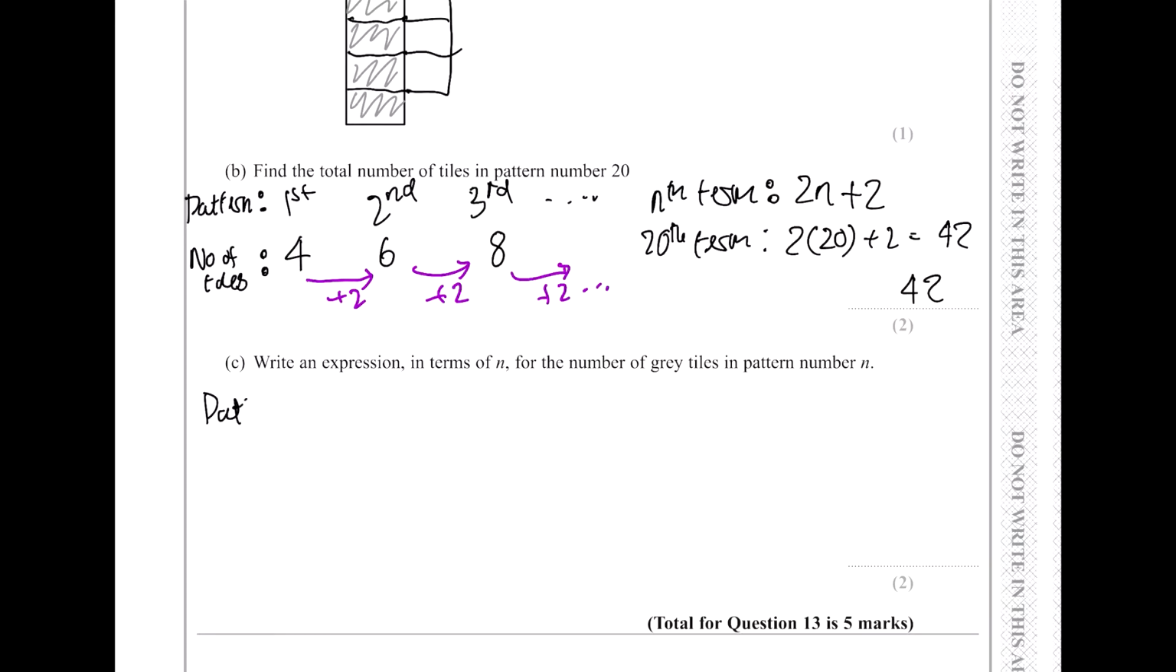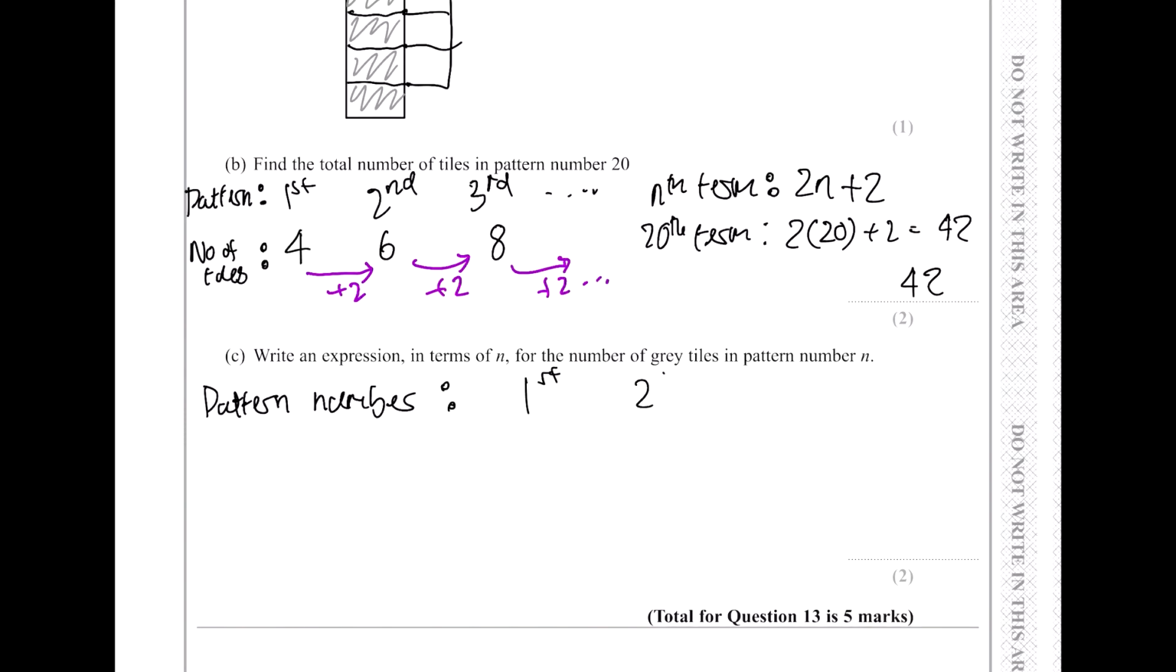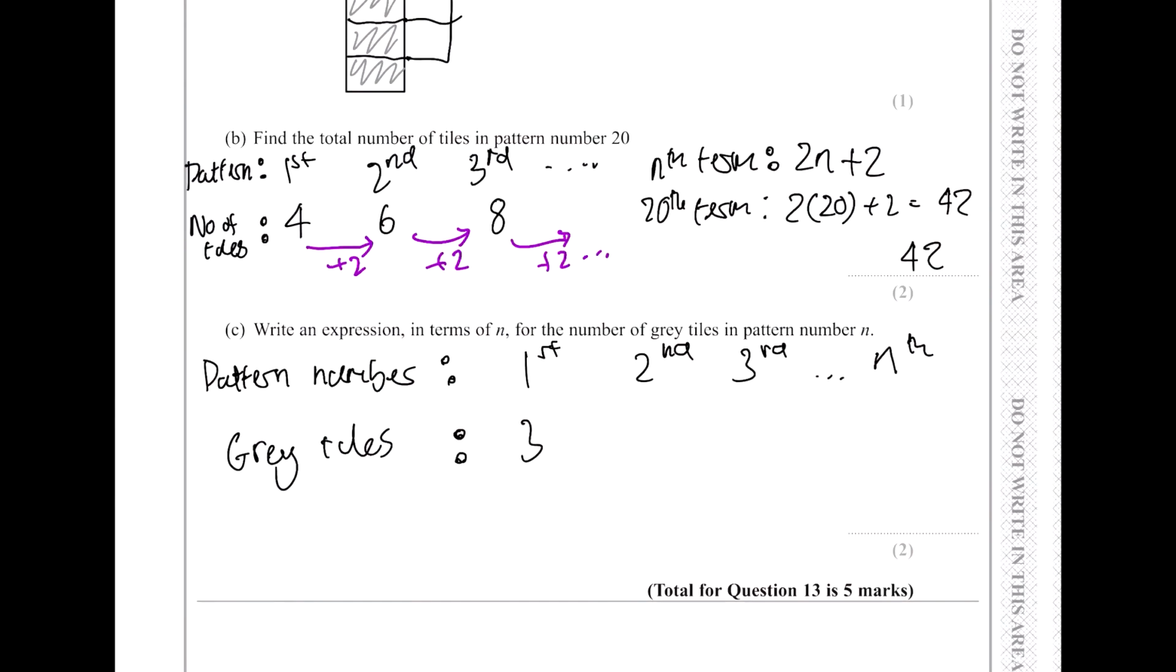So pattern number, I'll just spell it out fully. It's pattern number. So you've got your first, your second, your third, and then let's just go to your nth pattern number. And then let's say what happens to your grey tiles. So grey tiles starts off with 3, then 4, then 5. And so as we see, from the pattern number to get to the grey tiles, you'll just have to add 2, right?